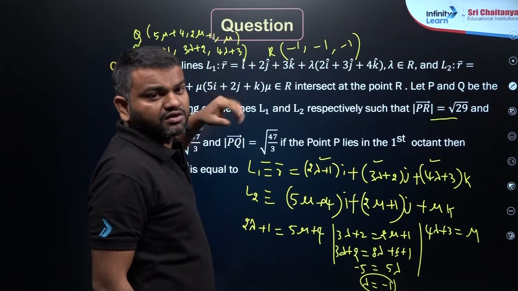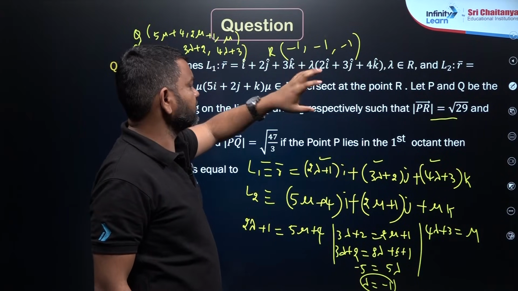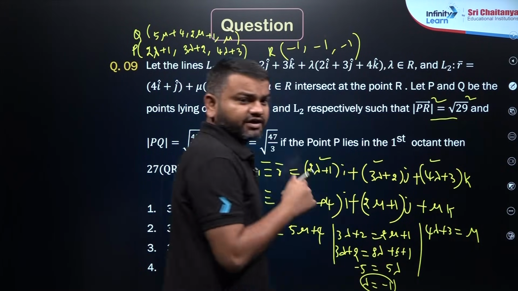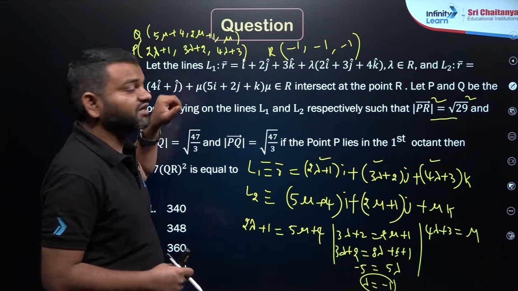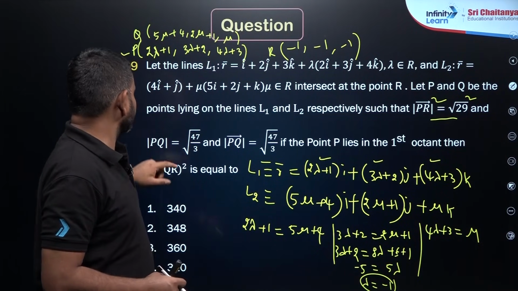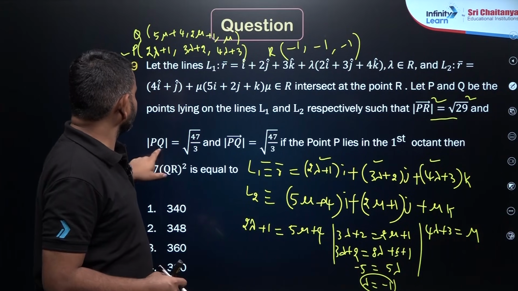x2 minus x1 whole square plus y2 minus y1 whole square plus z2 minus z1 whole square. You are going to square it directly here only, and you will simplify it and you will get the value of lambda. And when you get the value of lambda, you know the value of P there, and then you are going to find out P and Q.